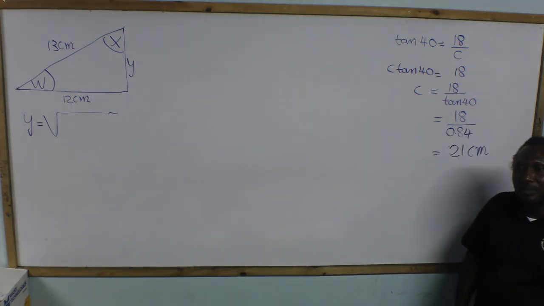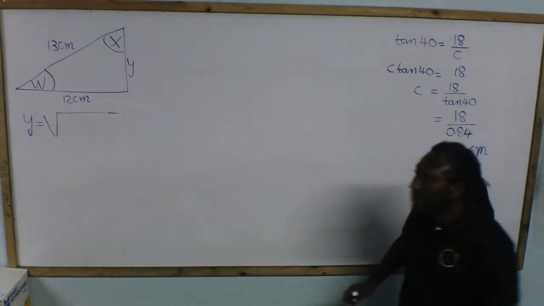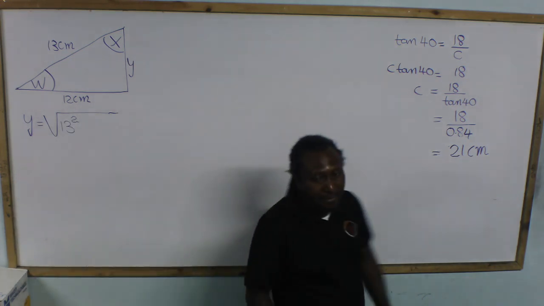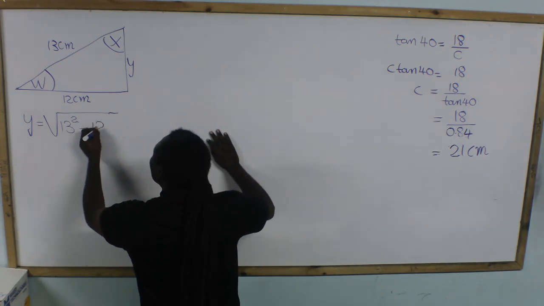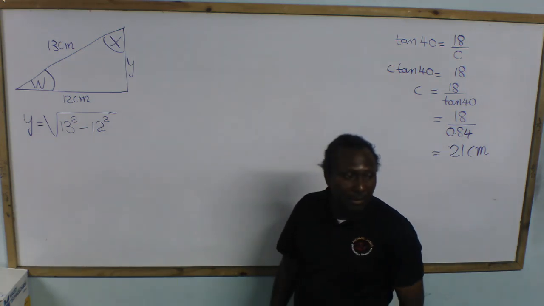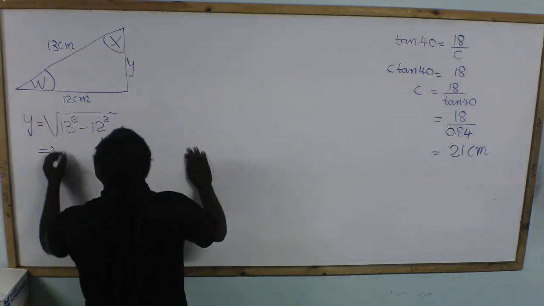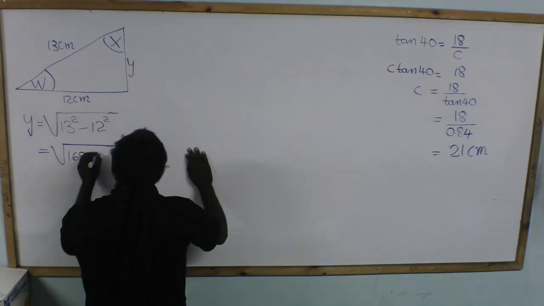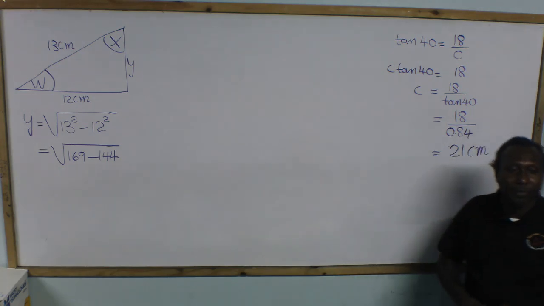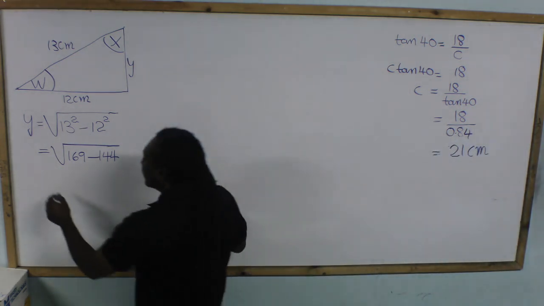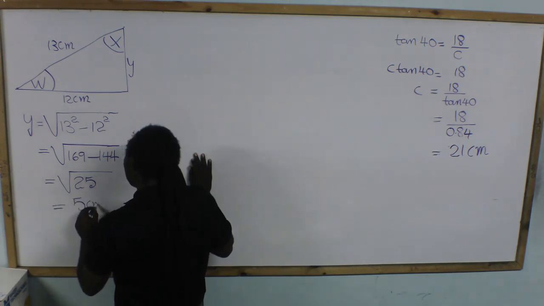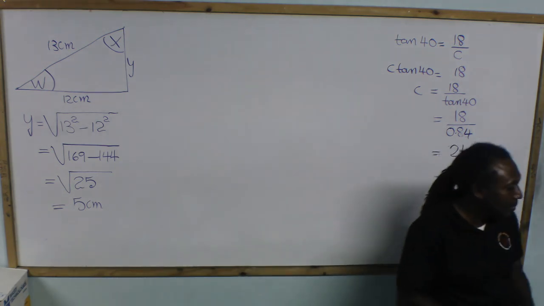What do we find here? The square root of? The square root of all of 13 squared minus 12 squared. Do we need to find the angle? Yes.